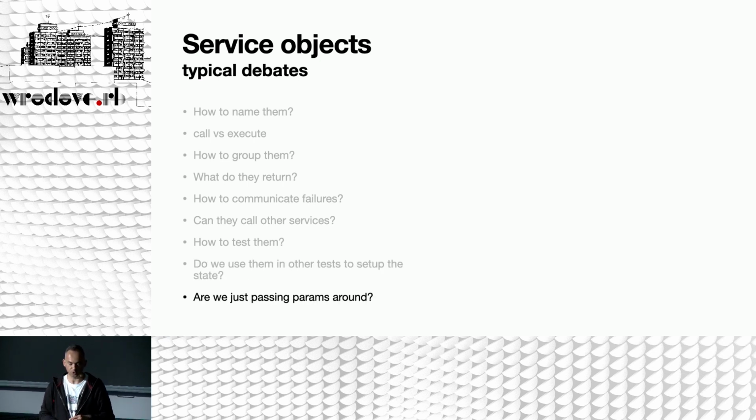And the one that I like: params-driven development. Usually the service objects take a bunch of params, and the params just flow through the whole system, and at the end they are saved somewhere, right? So that's the typical flow.